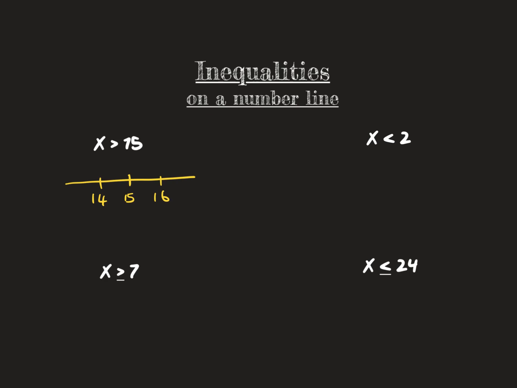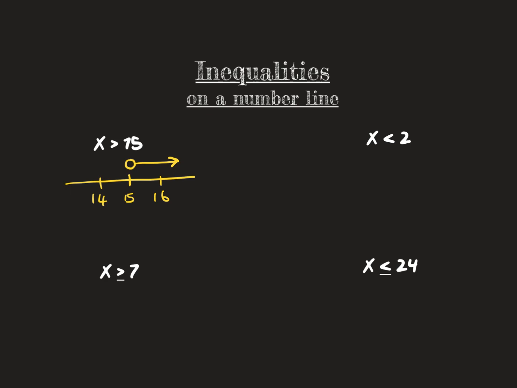So because it's bigger than, we are going to put a circle above the 15 and an arrow in the direction of the numbers bigger than 15. Now, the circle should be open. If there was a little line underneath the greater than sign, then we would colour the circle in.